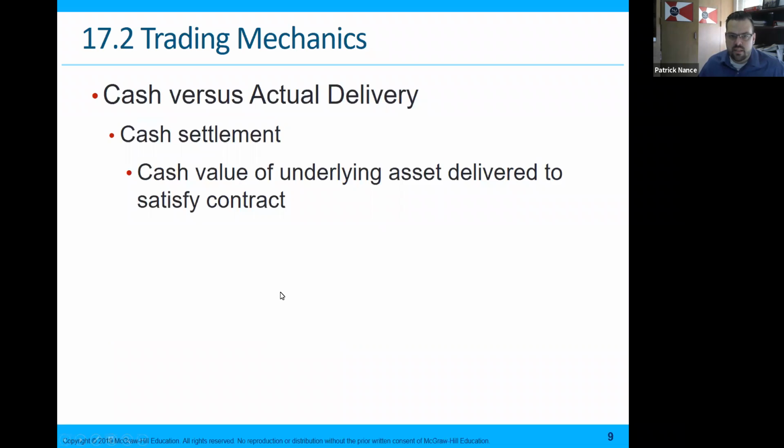Cash versus actual delivery. Cash settlement means the cash value of the underlying asset is delivered to satisfy the contract. If there's a futures contract, and let's say you don't have the commodity, either you've sold out of it or you're not willing to sell it for that price, you can settle with cash. The cash settlement would just be the difference between the futures price and the actual price at the time the delivery was intended to be made.